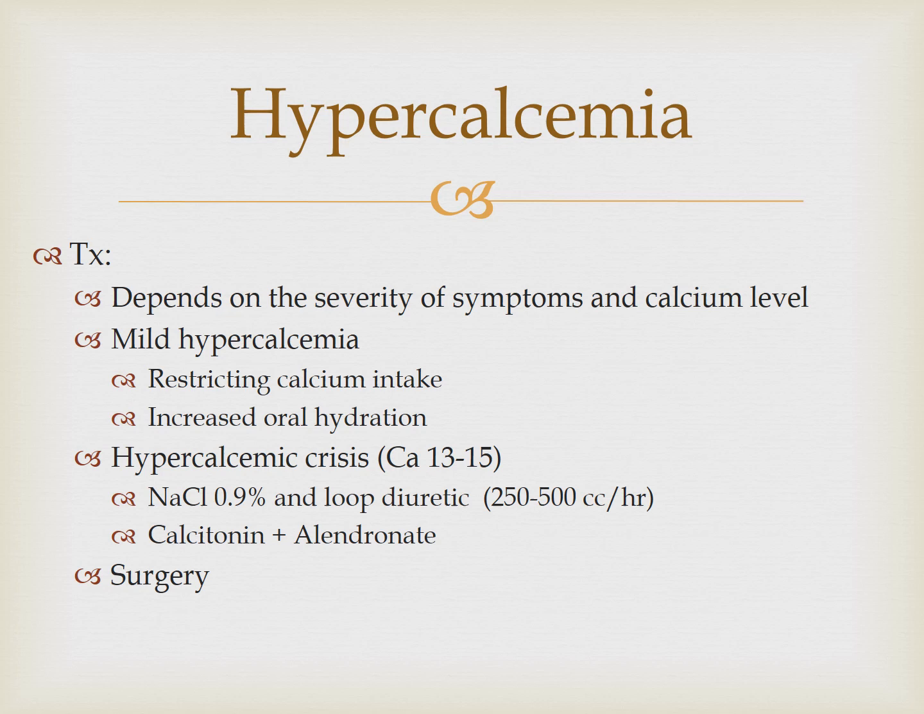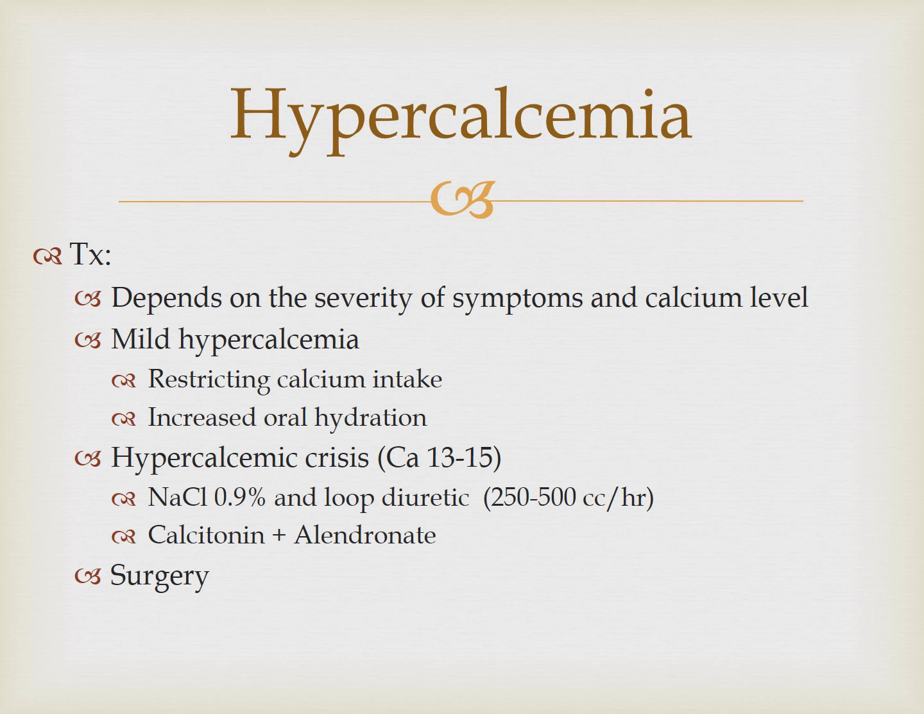13 to 15. You put them on NS, and you have the rate very high, at least 200 cc an hour, and you want their urine output to be 200 to 300 cc an hour in these patients. Sometimes you have them on 500 cc of fluids because you want to get rid of that extra calcium. In malignancy, you can use calcitonin, bisphosphonate.